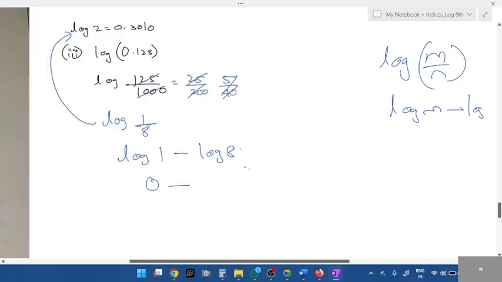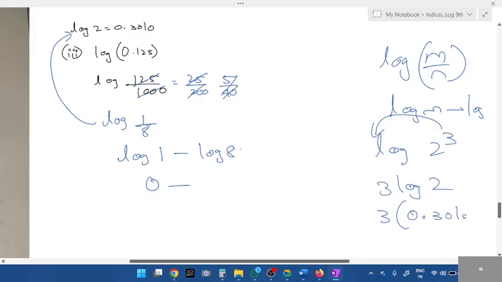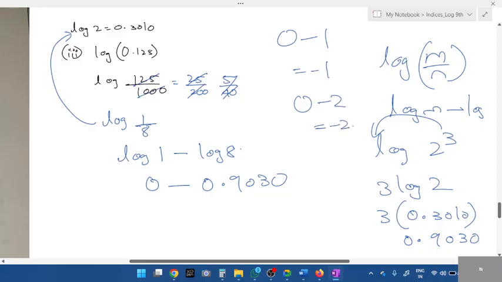Log 1 is 0 minus, what is log 8? How can I write log 8? Now tell me the calculation. Like this, what do you get? Log 2 is 0.3010. What's the answer? 0.9030. What's the answer, students? When you reduce it, what did you all get? See, 0 minus anything. What is 0 minus 1? Minus 1. What is 0 minus 2? The same way, what is 0 minus this value? Minus 0.9030.